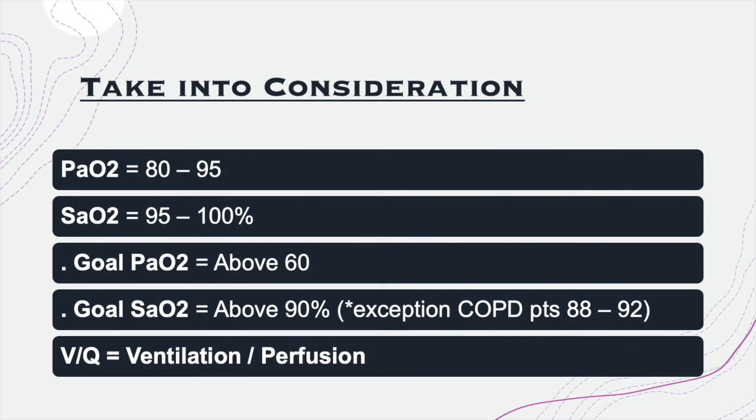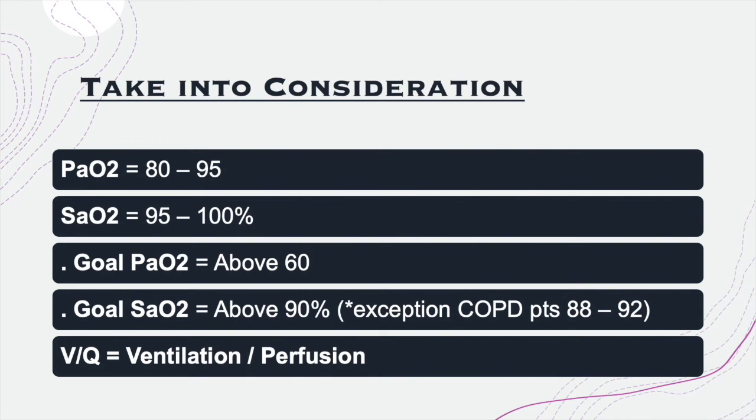Now, same thing goes for the SaO2. What we want here is a value between 95 and 100, but we want to keep it above 90. So we do not want that SaO2 level dropping below 90, guys. If the SaO2 level drops below 90, we're going to apply an oxygen source.